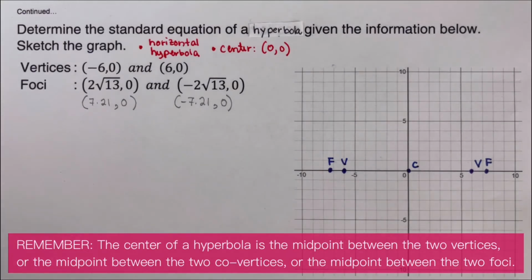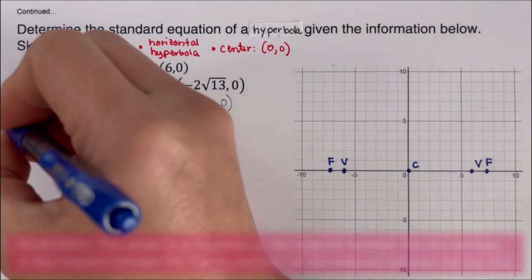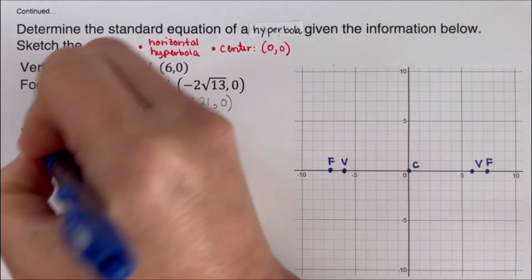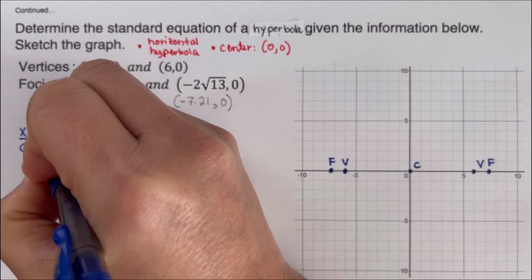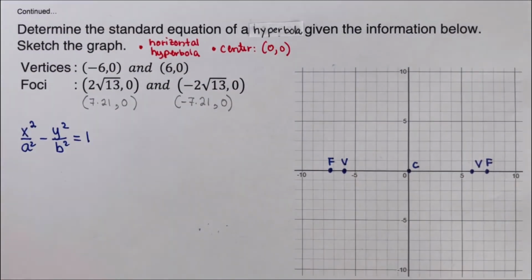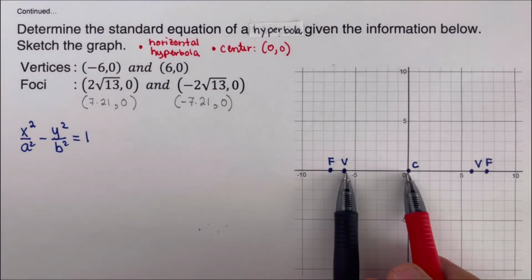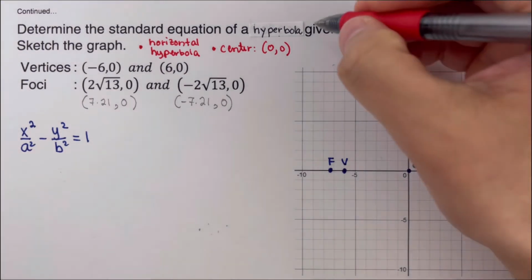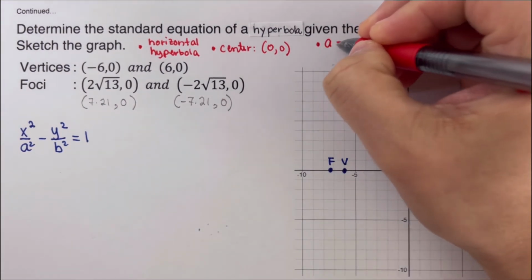Okay, since this is a horizontal hyperbola, the general equation for a horizontal hyperbola is x squared over a squared minus y squared over b squared equals 1. So we go ahead and determine the values of a and b. Looking at this, remember that our a is the distance from the center to the vertex. So that would be 1, 2, 3, 4, 5, 6. Our a then is 6.